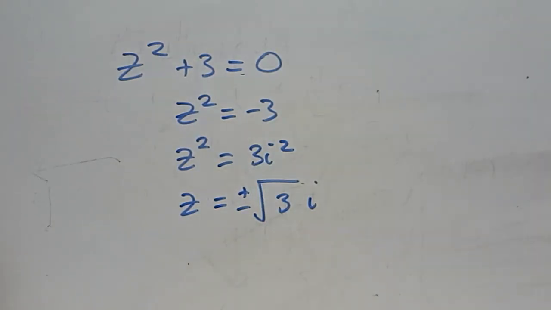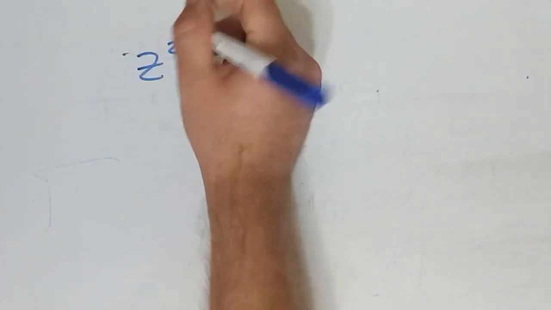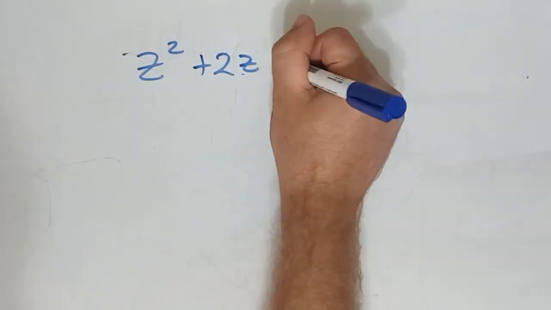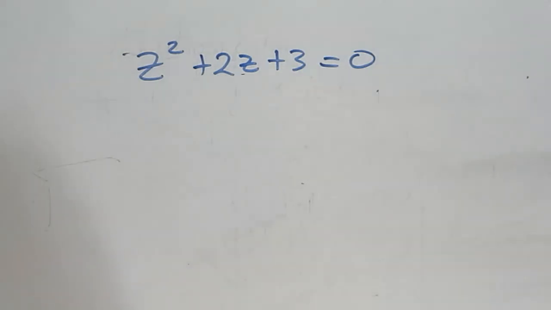Let's do another one. Let's do a quadratic. Another quadratic. Maybe a trinomial quadratic. Let's have a go at that one. Okay, let's try this one. z squared plus 2z plus 3 equals 0. Okay, so what can we do here?